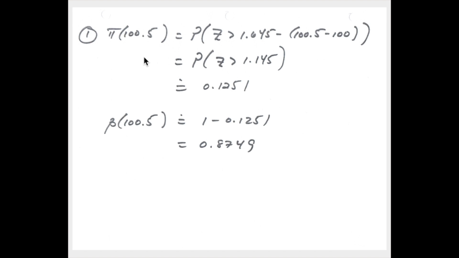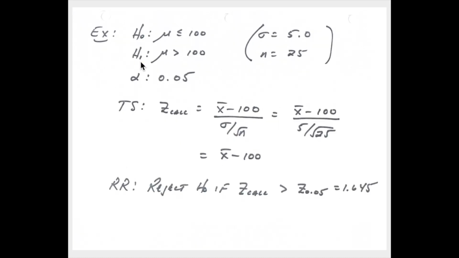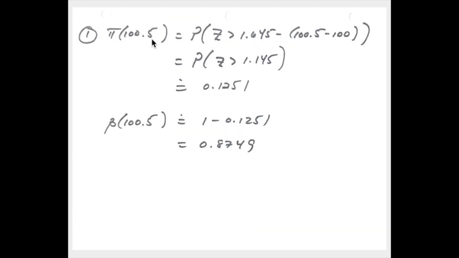Now, let me go back to the previous slide. These are my hypotheses. Okay? If mu is equal to 100.5, which one of these two statements is true? Well, if mu is 100.5, the alternative is true, and we would want to reject. So the question is, what is the probability that we will get a hold of a sample that leads us to reject the null hypothesis at the 0.05 level of significance if mu is equal to 100.5?